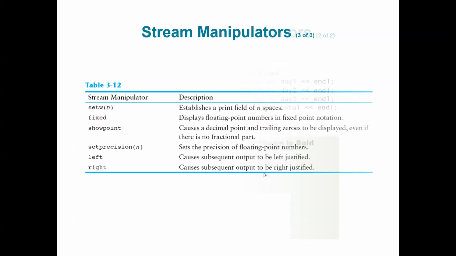Okay, so let's go to the next. These are a few of the stream manipulators. We saw setw, we saw fixed, we saw showpoint. Also, setprecision sets the precision of floating point numbers. Then we also have left and right. The left normally causes the subsequent output to be left justified, and right to be right justified. So we can start from left or right.